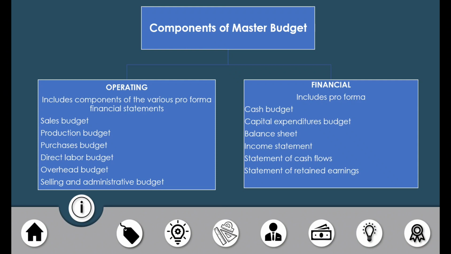While the operating budget focuses on the day-to-day operations and production activities of the business, the financial budget provides a snapshot of the company's financial position, performance, and cash flow expectation. Together, these components create a comprehensive financial plan that guides the organization's activities and enables effective financial management.